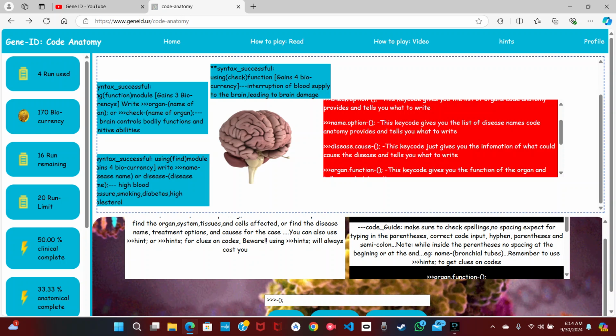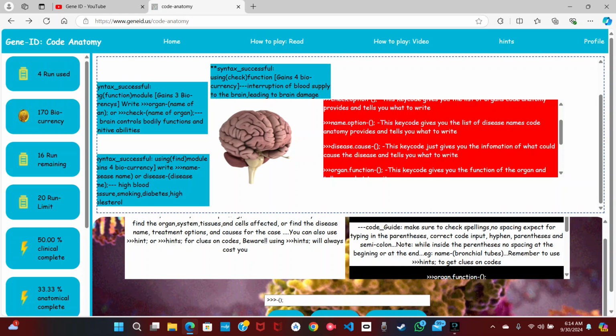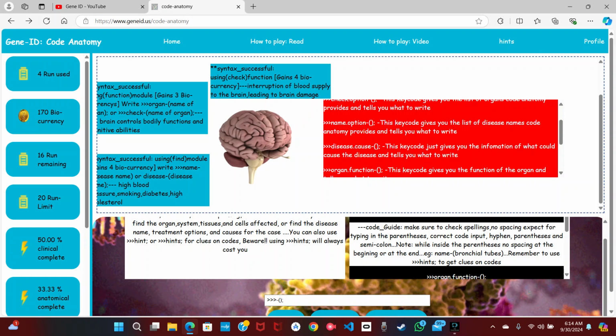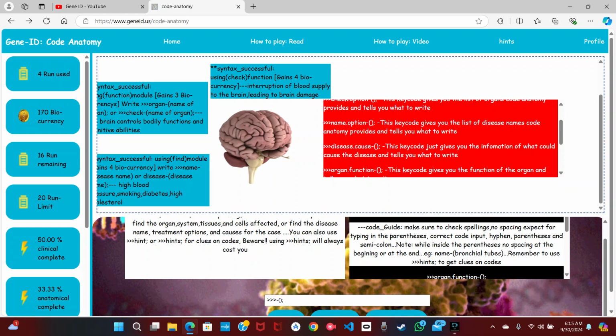Interesting. Now I'm thinking to myself, all right, so I have the causes, I have the organ, and then it says here interruption of blood supply to the brain leading to brain damage. So could brain damage be the name of the disease? I really do not know.